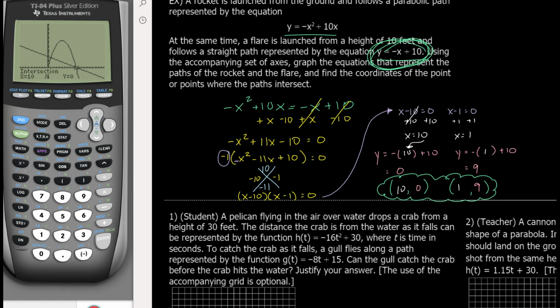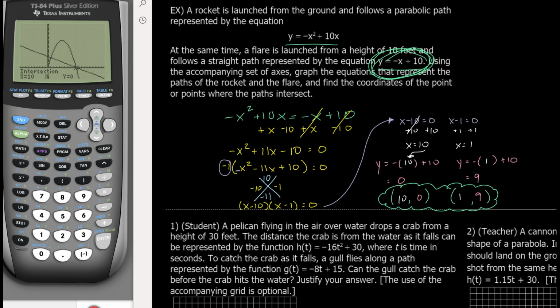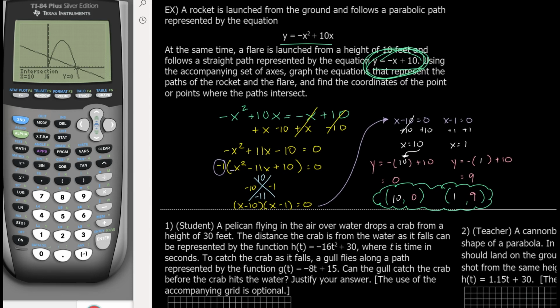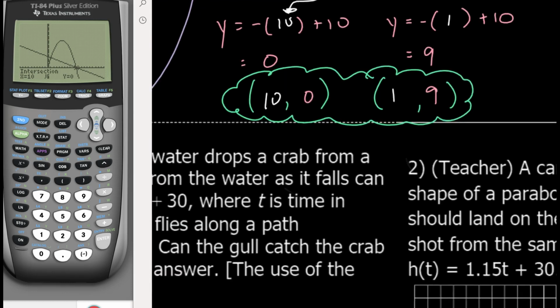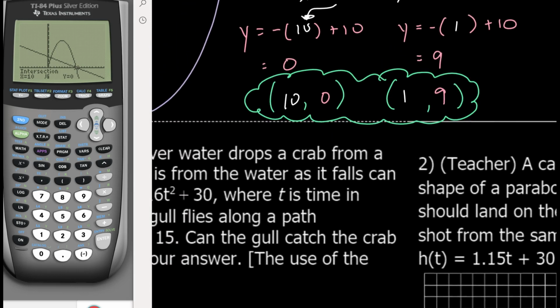Oh, it actually doesn't give you units. So I guess you don't need to provide them. Oh, it does. A height of 10 feet. But it doesn't give you a unit for the x value. So in the future, we'll normally always give you units. We're just going to say that the time is seconds. So this is 10 seconds and 0 feet, and it's 1 second and 9 feet.